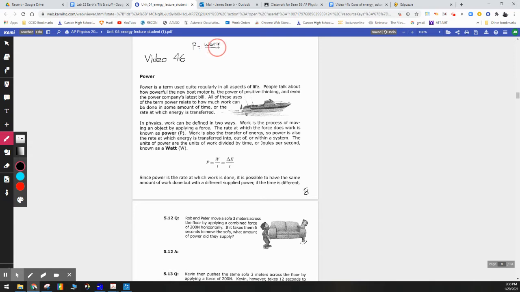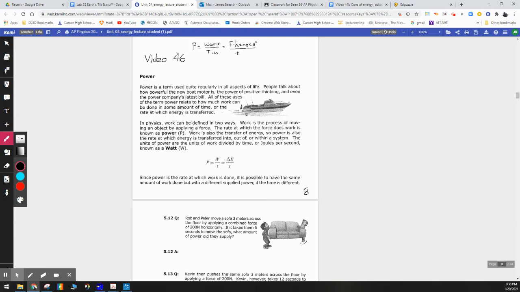So we have work over time. Work we could describe as force times delta x, and we're going to assume here that it's going to be the cosine of 0. And here we'll have t. Usually it's a parallel direction, so we'll assume it's cosine of 0. So if you have force times delta x over t, you have power.